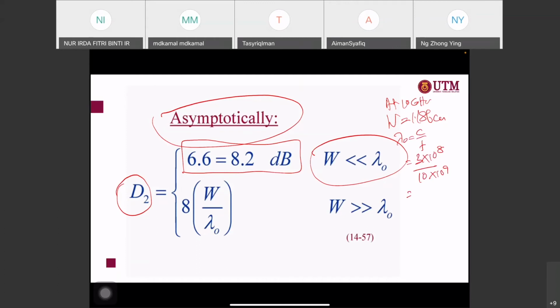0.03. So it means roughly about 3 centimeter. So with 3 centimeter, it means that W is greater than lambda naught, or W is less than lambda naught? If your W is 1.186 at 10 gigahertz and lambda naught is 3 centimeter, then W is less than lambda naught. Is it correct or not?